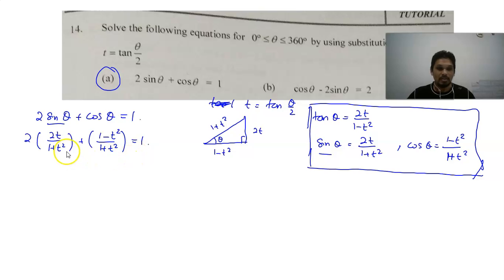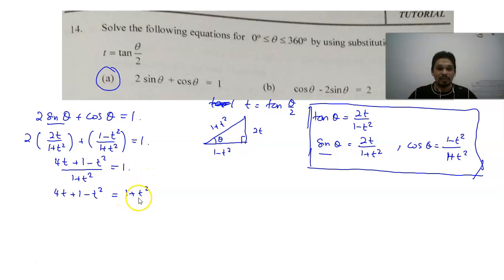Okay, so look at that. The denominators of this and this are equal, so we come up with 2 times 2t equal to 4t, plus 1 minus t squared, divided by 1 plus t squared, equal to 1. Then multiply by 1 plus t squared left and right, then we come up with 4t plus 1 minus t squared equal to 1 plus t squared times 1, equal to 1 plus t squared.